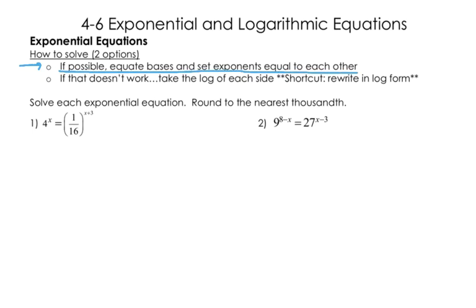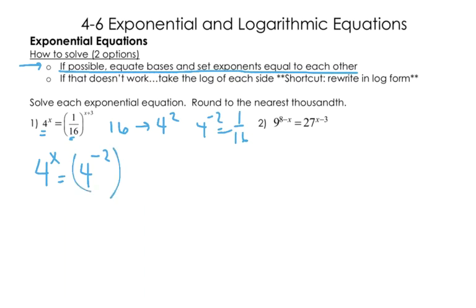So, take a look at this first one. Number 1, we see a 4 here, and we see a 16. So, think if you can make both of those have the same base. We know that 16 is really 4 squared. So I'm going to rewrite this as 4 to the x is equal to 4 to the negative 2, because 4 squared is 16. So that means 4 to the negative 2 is equal to 1 over 16. And I still have my x plus 3 power.